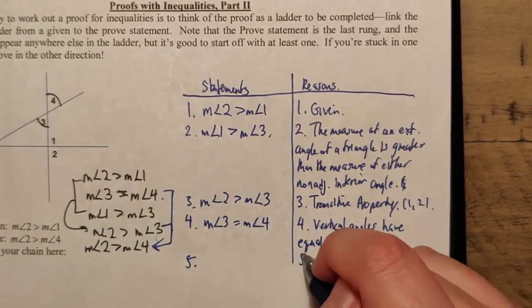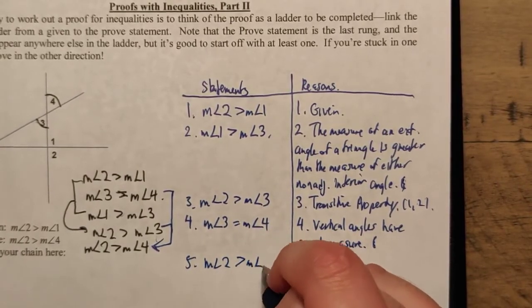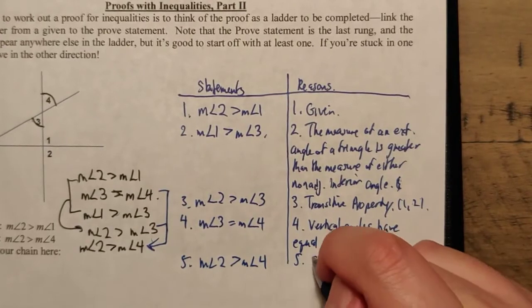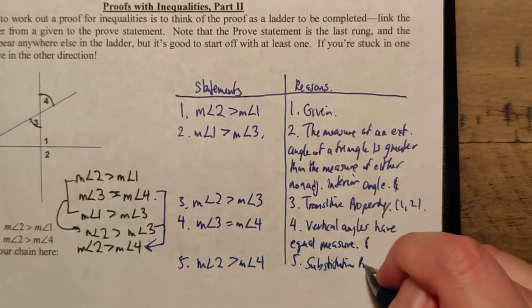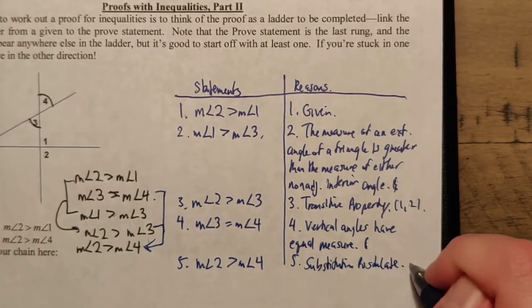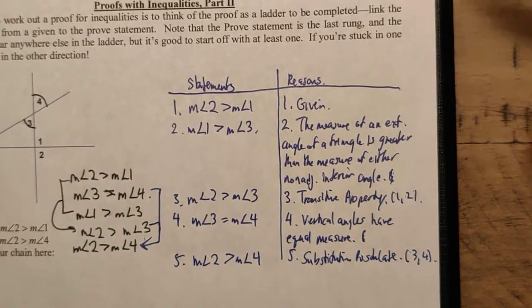And then finally, we can put everything together and use substitution and say the measure of angle 2 is greater than the measure of angle 4 here because of the substitution postulate. And that's from steps 3 and 4. And you note that the proof, again, works out very nicely here.